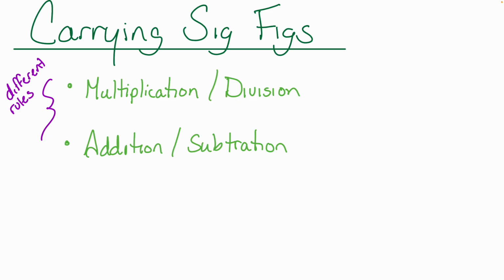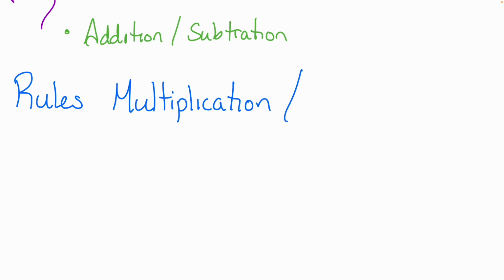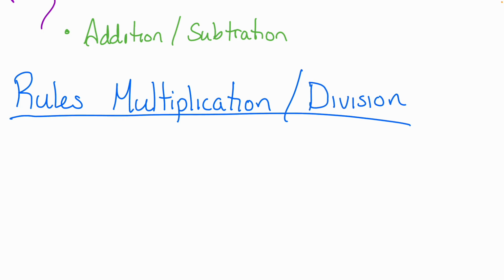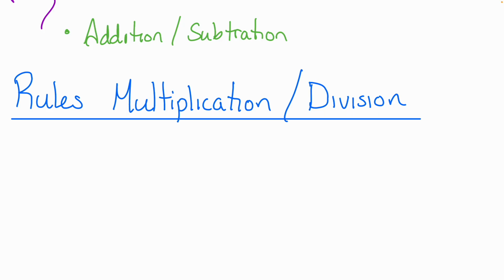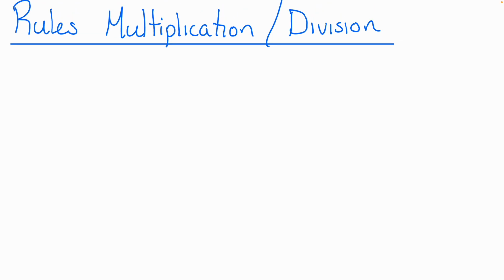Okay? We're going to do first multiplication and division. These are the easier ones. All right, so let's lay out our rules for multiplication and division. What I'm going to do is leave some room up top here for those rules, and I'm just going to put an example problem down here at the bottom.